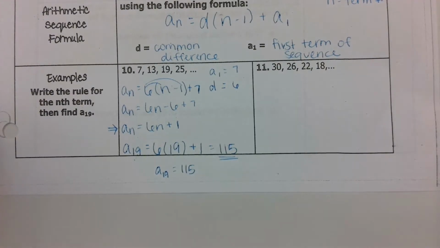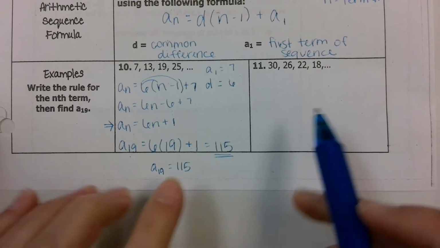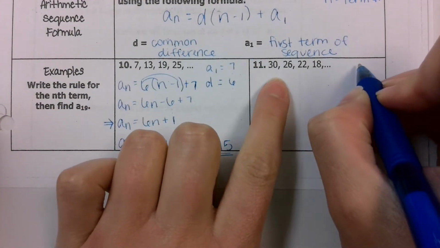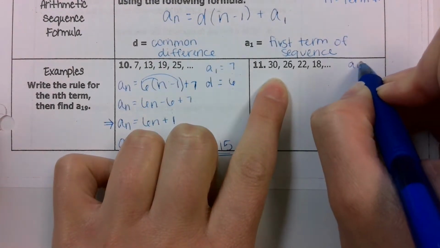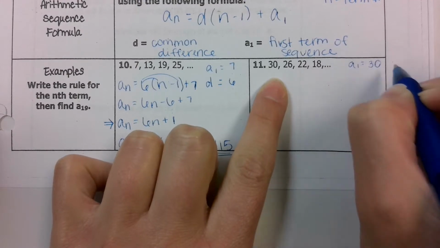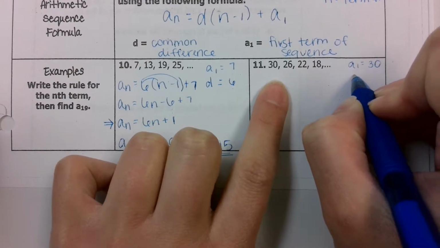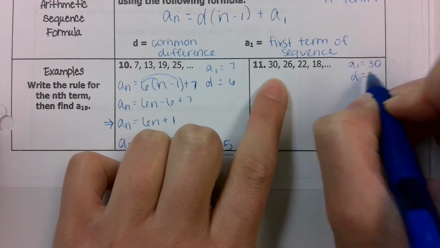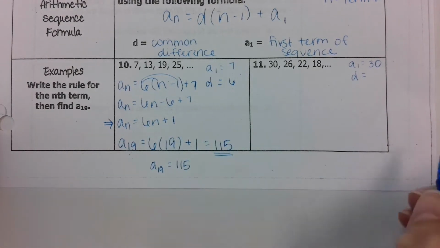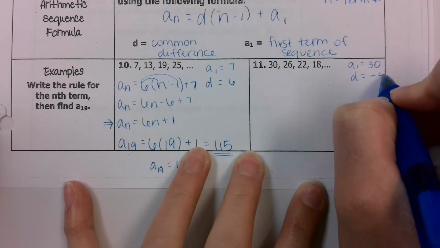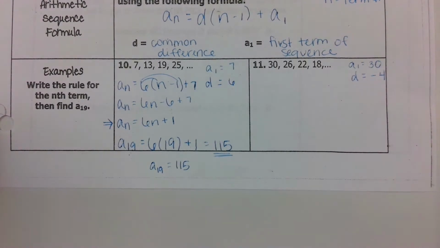Okay, so let's try the next one. So we got to find our first term. So what's the first term of this sequence? So A sub 1 is 30. Then we've got to find our common difference. So what did they add each time, or subtract? Negative 4. We all right with that? Are we good with finding the D?